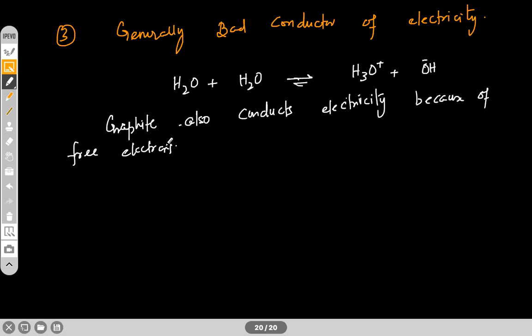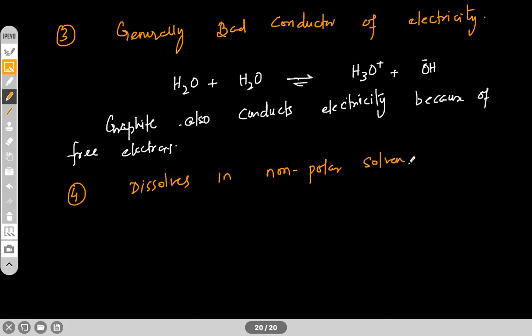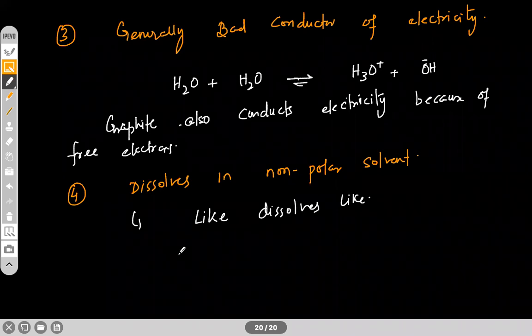So these are the general rules, but there are some exceptions we have. Fourth one, dissolves in non-polar solvent. Because these covalent compounds are non-polar. So non-polar compounds dissolve in non-polar solvents, right? Polar compounds dissolve in polar solvents, okay? We memorize this rule as like dissolves like, meaning polar dissolves in polar, non-polar dissolves in non-polar.